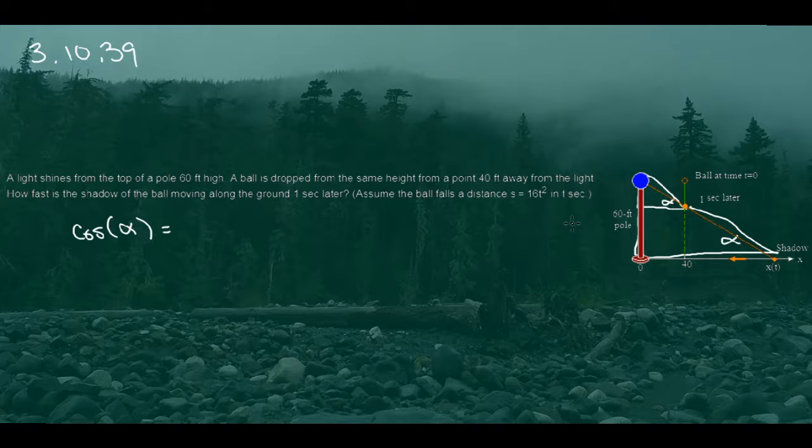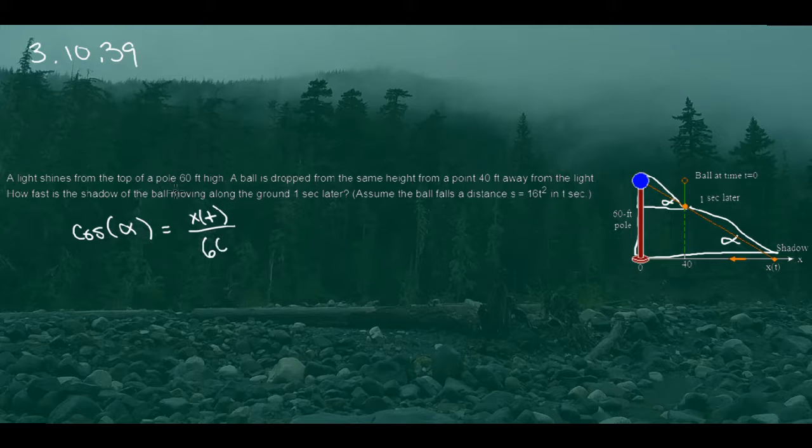I'm going to try and figure out how I can represent cosine of alpha. Well, if we remember, cosine is always adjacent over hypotenuse. So if I look at the big triangle, my adjacent leg is my x value, so that's x of t. Then adjacent over hypotenuse: my hypotenuse is the entire height, which is the pole, 60 feet.